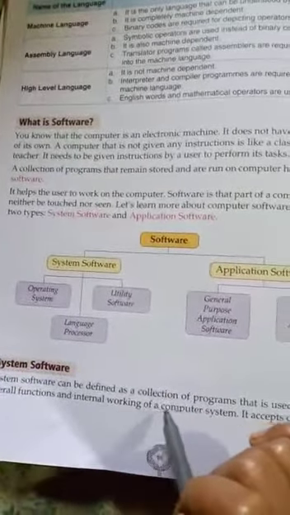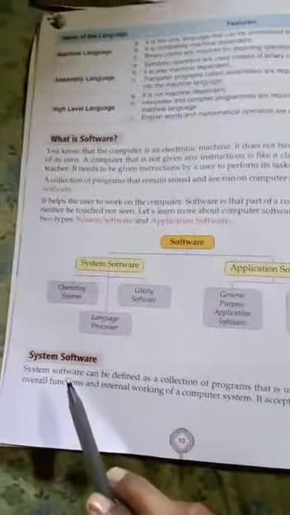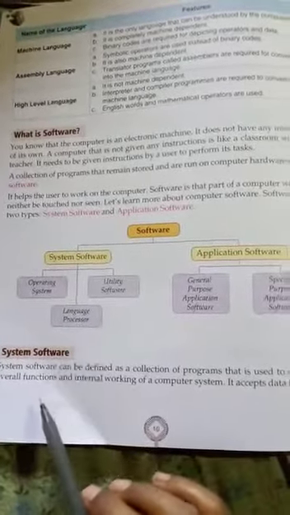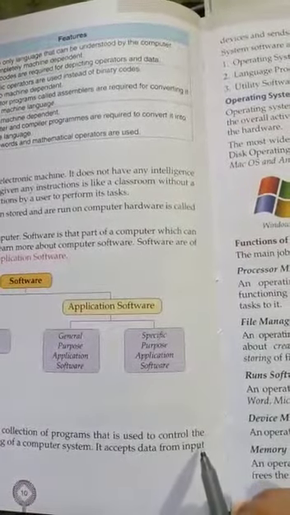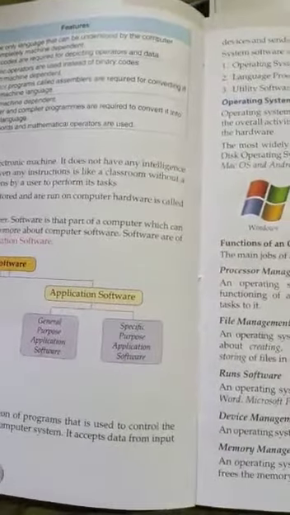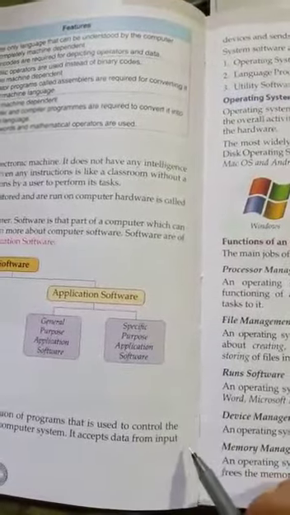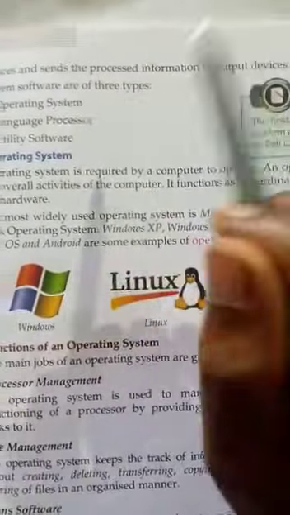System software can be defined as a collection of programs that is used to control the overall functions and internal working of a computer system. So system software is a collection of programs. It is used to control the overall functions and internal working of a computer system. It accepts data from input devices and sends the processed information to output devices. You know what inputs are? Keyboard, mouse, those are inputs.